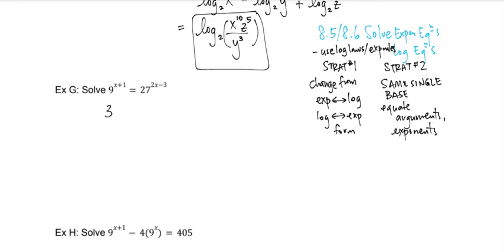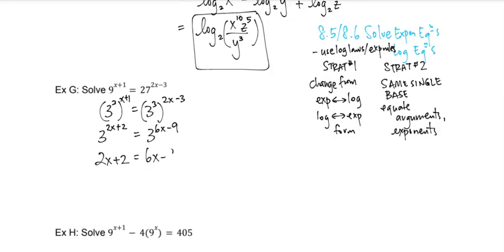This is 3 to the 2 and 3 to the 3. So we did a question very similar to this already. 3 to the 2x plus 2 equals 3 to the 6x minus 9. Now I have the same single base. I've got that 3 in my base, so I'm going to equate the exponents, and then I'm going to solve. So I'm going to move that 2x over here, and I'm going to move the negative 9 over here, and so x is equal to 11 over 4.